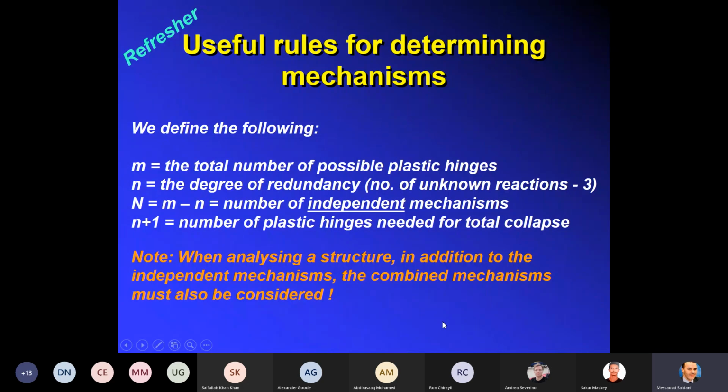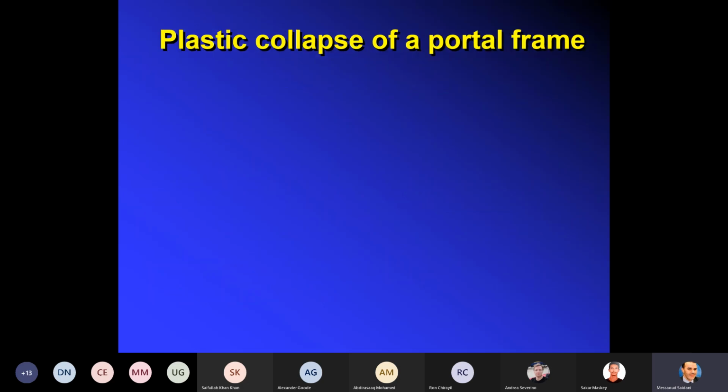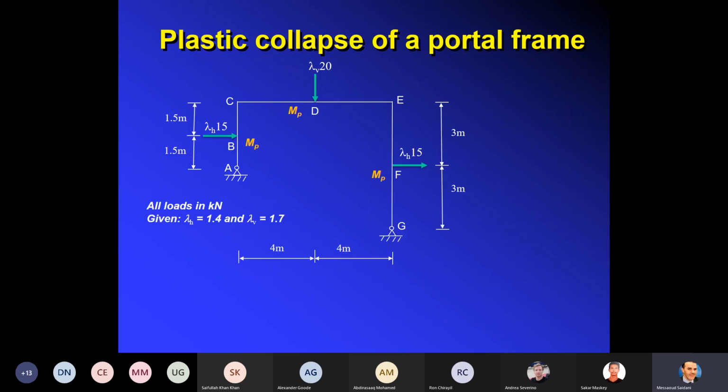But remember, when you are analyzing a structure, you need to consider the combined mechanisms as well as the independent mechanisms. The following example is a good one where we shouldn't miss any of the independent mechanisms. So this is the portal frame that we have.